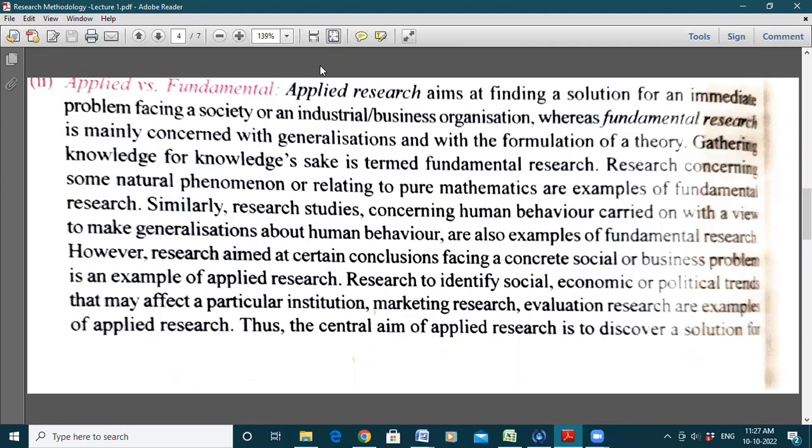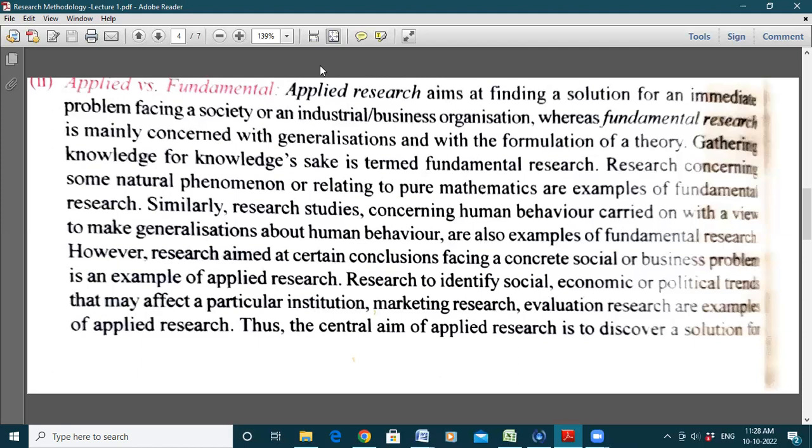I want to tell in simple words that in case of applied research, you try to find out solution for a problem that the society is currently facing. Okay, society हो गया, suppose some industry हो गया, business organization हो गया. If they are facing some problem, we try to find out the solution for this problem with the help of applied research. ठीक है. Now, fundamental research में क्या होता है, we try to frame a theory.